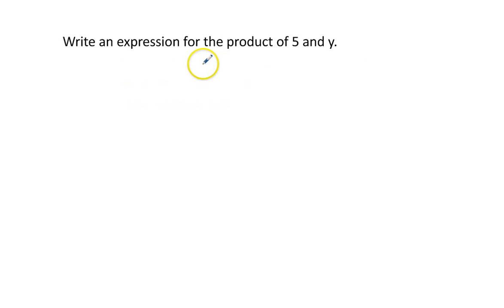And you write an expression for the product of 5 and y. Product means to multiply. So in order to write it algebraically correctly, it would be 5y. You could write 5 dot y. You could write it with parentheses. You could write it with the x, whatever represents multiplication.